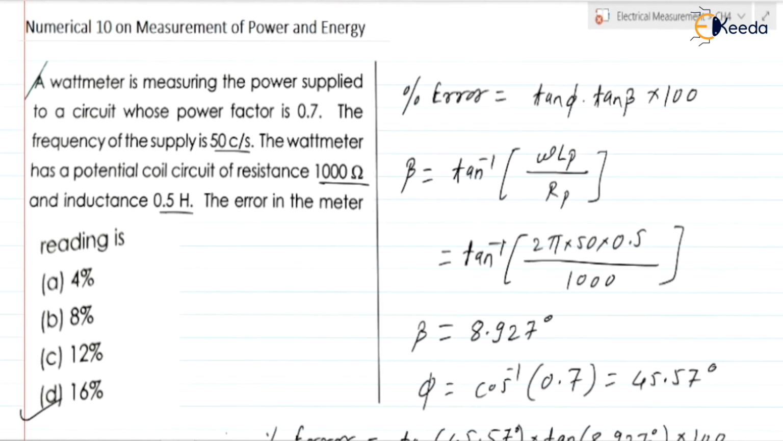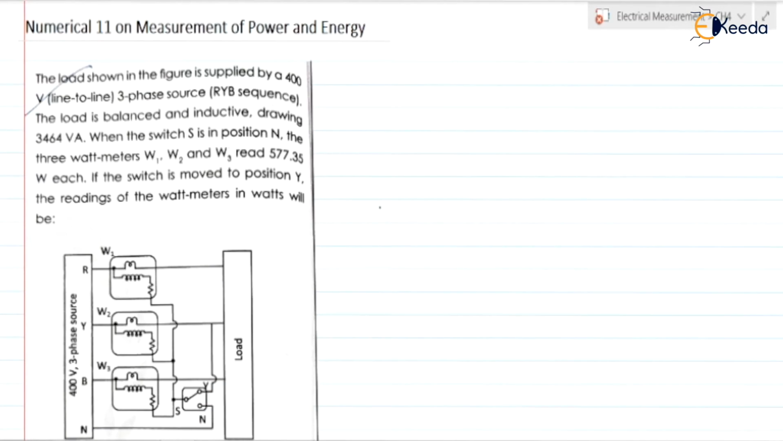So friends, this is about numerical number 10 on measurement of power and energy. We are going to discuss numerical number 11 on measurement of power and energy. Let us read the numerical. The load shown in the figure is supplied by a 400 volt line to line 3-phase source, RYB sequence. The load is balanced and inductive, which means we have an RL load.